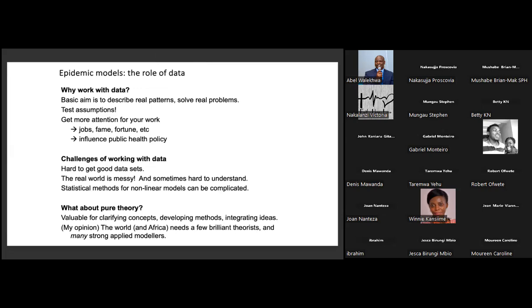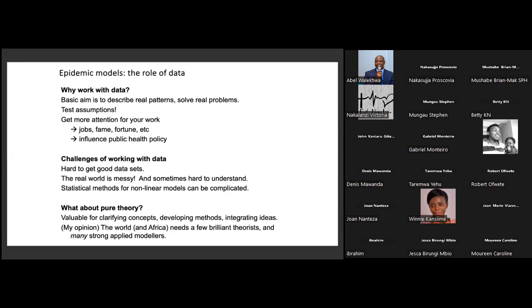So why do we need data for our models? Why do we need to work with models? To work with data. One is to describe the real patterns, and you solve real problems. If you have data, you can relate your model to the exact process, the real world problem. You can also test assumptions, and you can get more attention for your work.